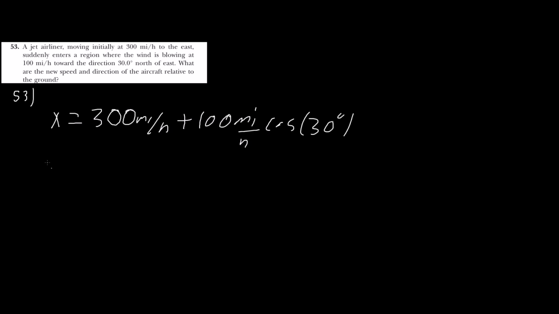degrees. And the y is simply, and this is going to be north, this is just going to be 100 miles per hour sine of 30 degrees. So that's just going to be straight up 50 miles per hour. So let's put this in the calculator. So the magnitude is going to be 389 miles per hour, and the angle is going to be 7.4 degrees.